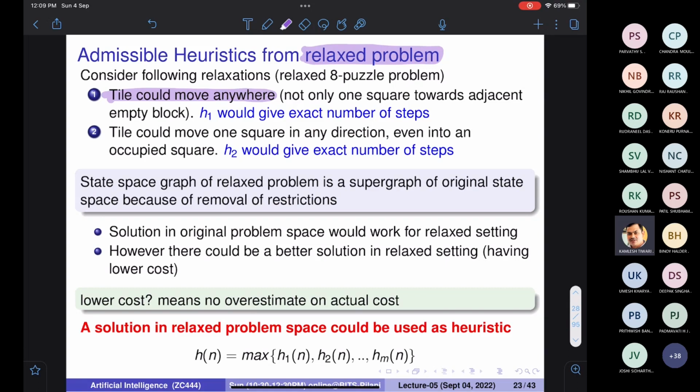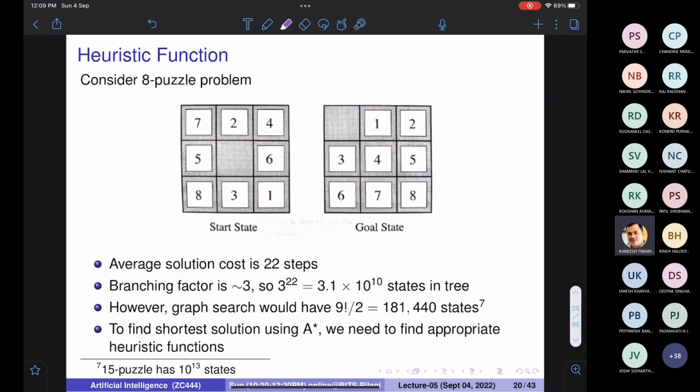Another relaxation I can give is the city block one: that tile can move one square in any direction, even if it is occupied. If I put this relaxation, then also it would be easy to solve. If I ask you to move a tile from here to here, you can take it here, here, here, and here. Right now you cannot take the seven down because five is here, but if I allow that two things can come on the same place, it can go in any direction. So it is a relaxation.